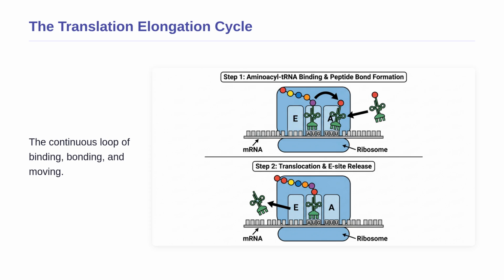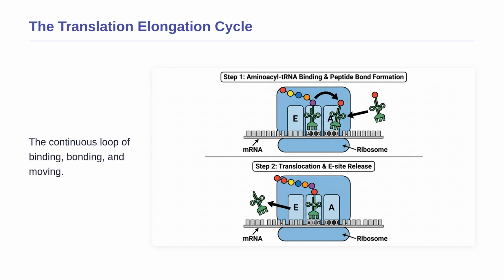Having calculated the speed of elongation, let us visualize the physical cycle driving it. Here, you see the translation elongation cycle broken into two main phases. In the top half, look at the ribosome's three chambers, the E, P, and A sites. A new transfer RNA carrying a single red amino acid enters the empty A site on the right. Notice the arrow pointing from the long polypeptide chain in the P site over to the A site. This represents the ribosome catalyzing the peptide bond, transferring the entire growing chain onto the new amino acid.